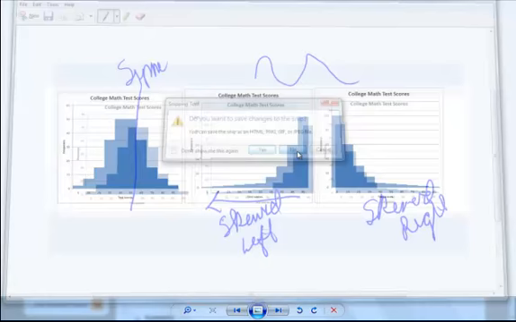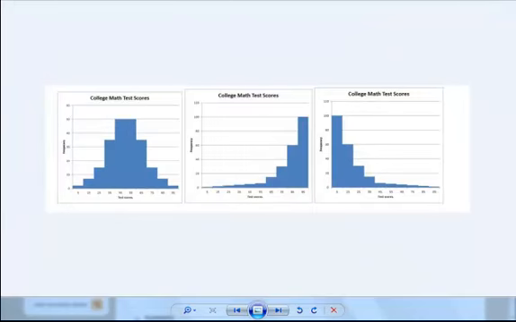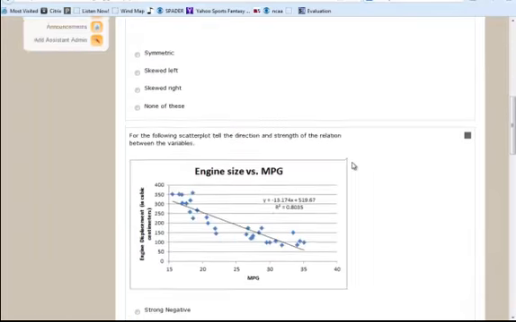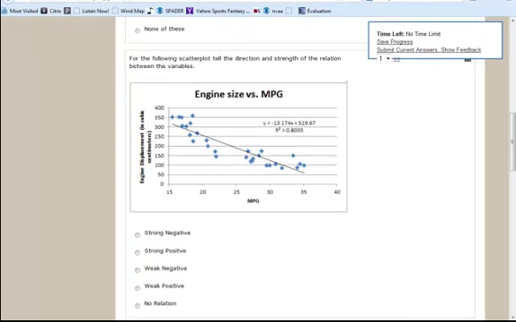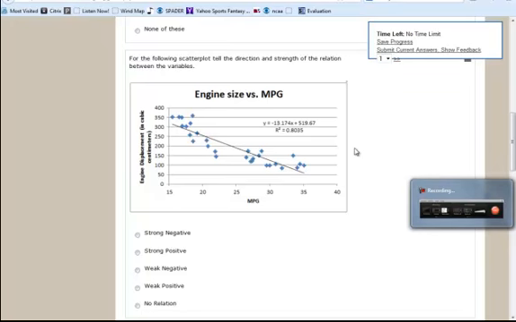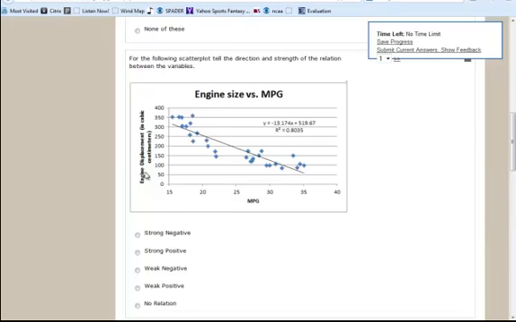Next. We've got to talk about this scatter plot. If you notice, it's got engine displacement on the left. That's the size of the engine, so the engine gets bigger, and then the bottom is miles per gallon. So the title of the graph is Engine Size versus Miles per Gallon.